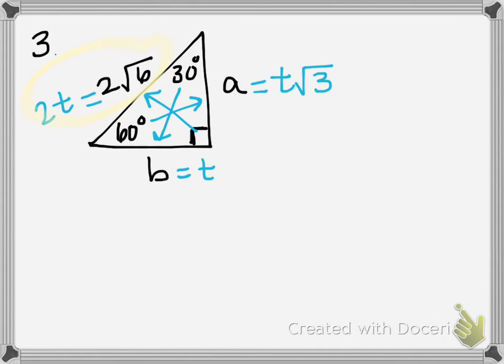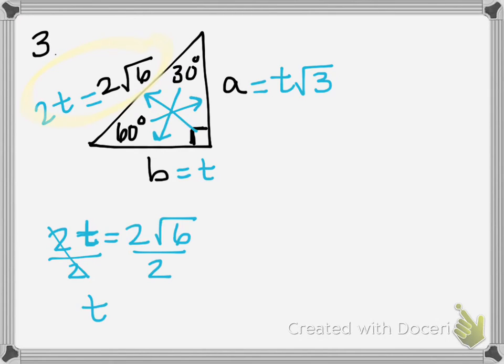And I'm going to do that down here at the bottom. 2T equals 2 square root of 6. I'm trying to solve for T, so I'm going to divide by 2. And T equals 2 divided by 2 here. Those simplify. Remember, you can't divide the square root of 6 with the 2 because it's inside the square root. So this is just square root of 6. So this is my T value.